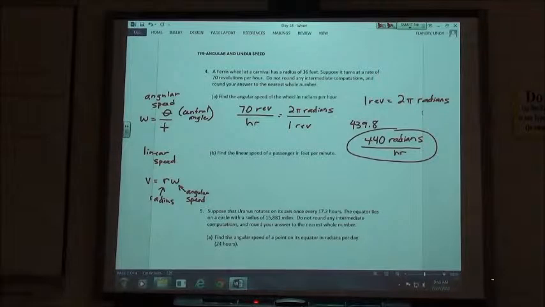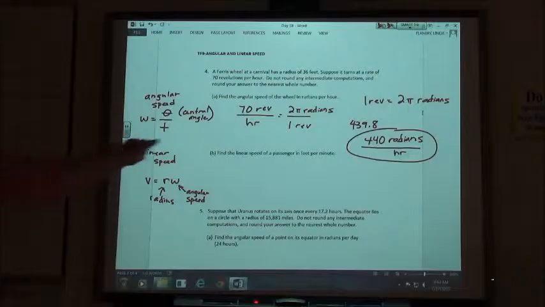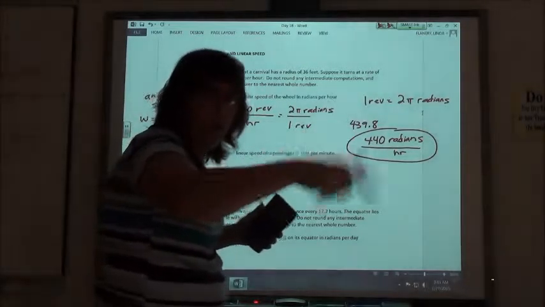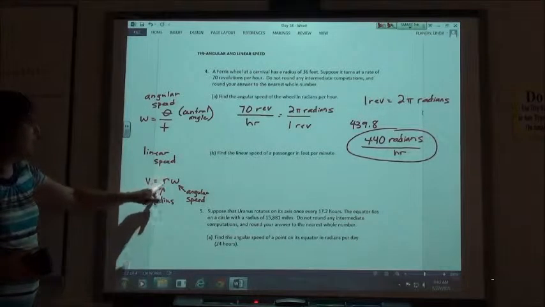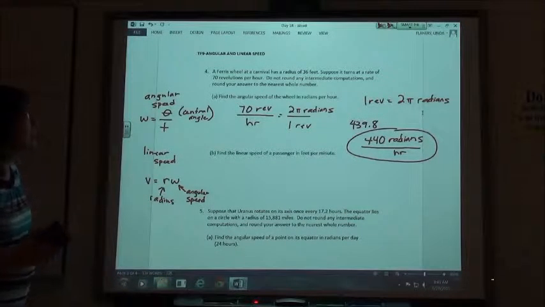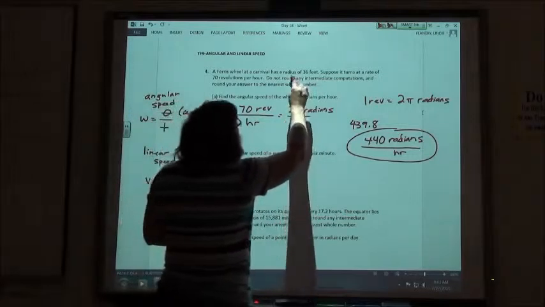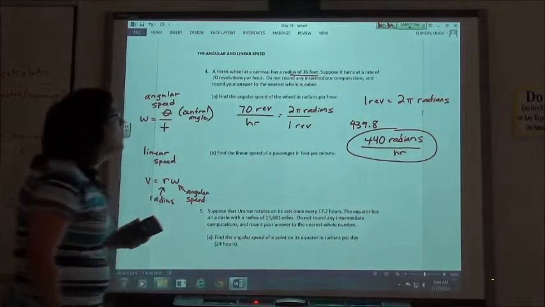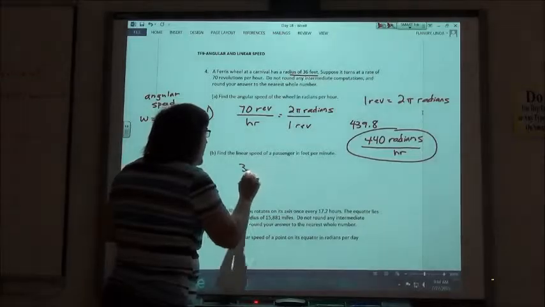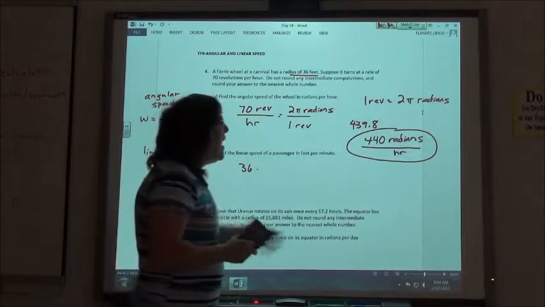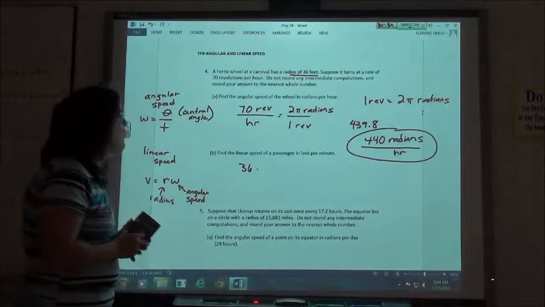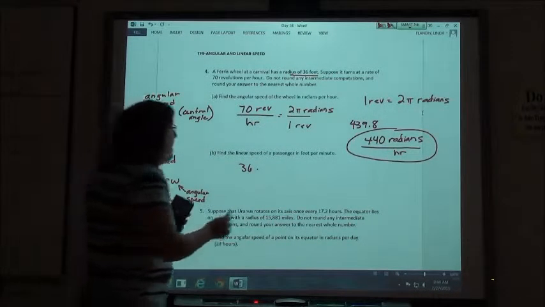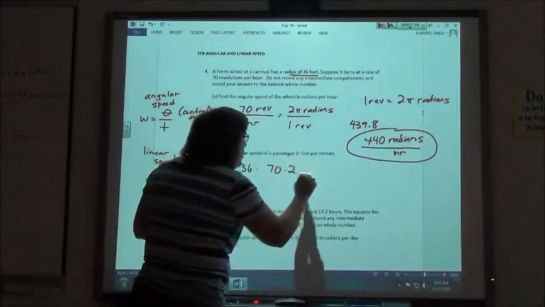The next part there, we want to find the linear speed. The linear speed is how much distance it would cover if it was rolling along the ground. And so for the linear speed, we're going to take the radius times the angular speed. Told us right up here that the radius of our carnival wheel is 36. So we're going to take the 36 times, and we don't want to use this rounded off number. So we want to go back to what we did for our calculation in order to get that number, 70 times 2 pi.